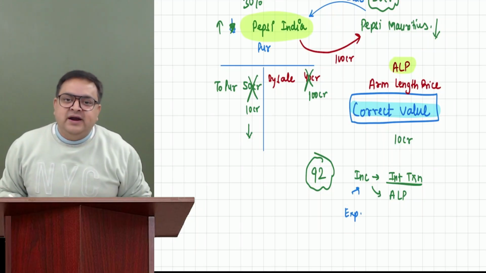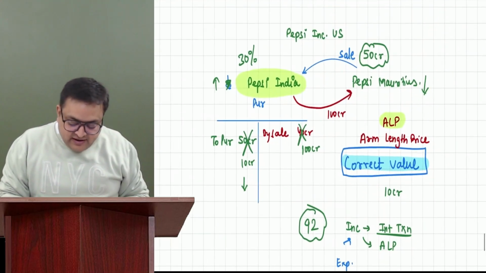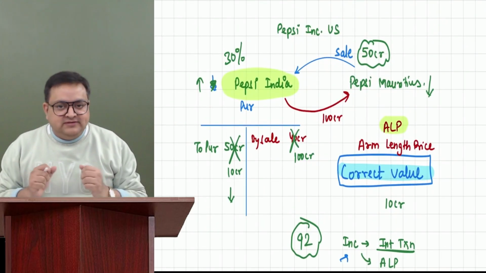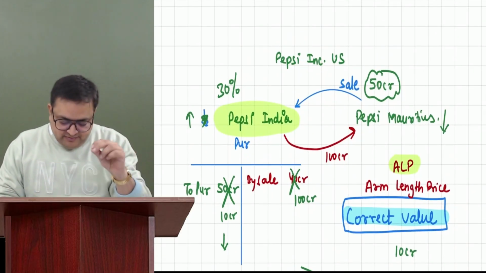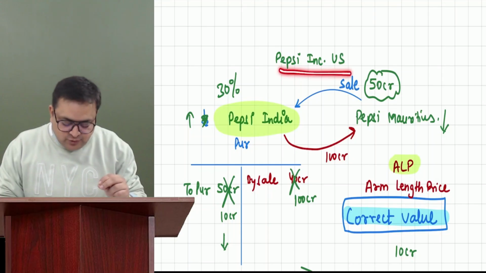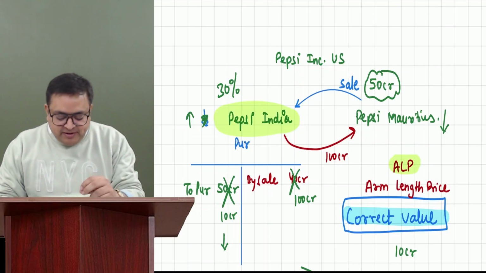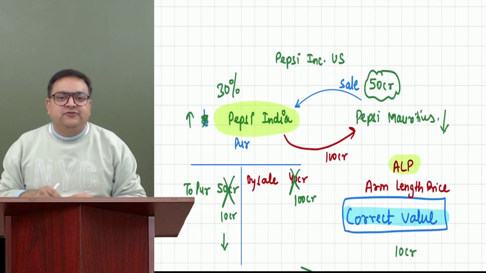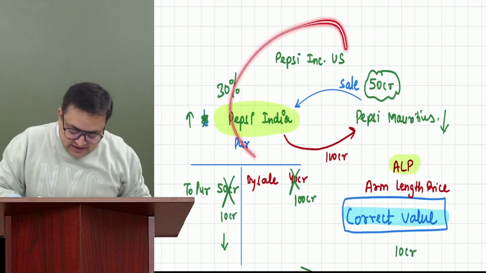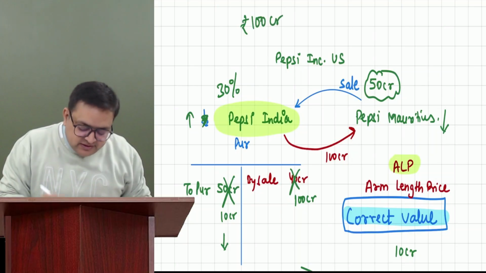Expenses should also be considered at arm's length price. Correct. Second, guys, even if there is an allocation of expenses, what does allocation of expenses mean? Let's say, for simplicity, I'm taking three companies: Pepsi US, Pepsi India, and Pepsi Mauritius. Pepsi US has incurred a common expenditure for all of them, let's say 100 crores in rupee terms.